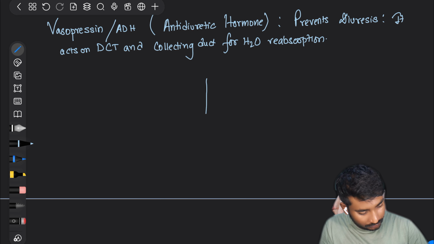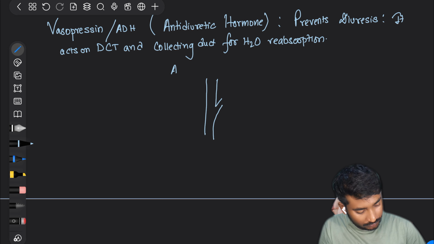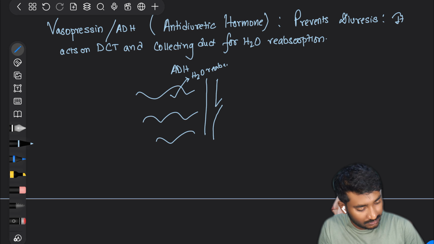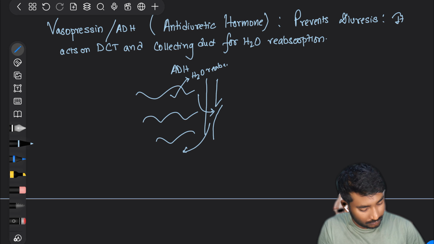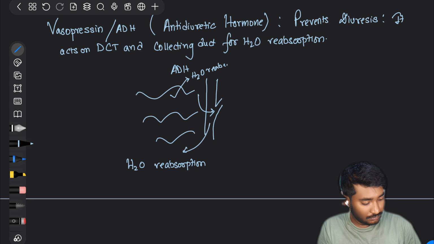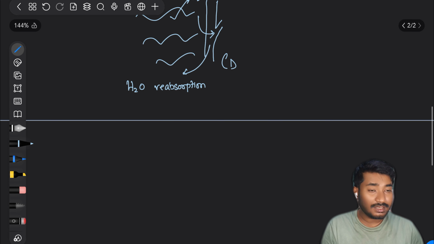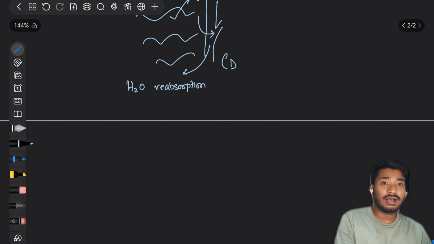Now, how does it act? This is the ADH, and this is H2O, so H2O reabsorption. This is the CD, that is the collecting duct.